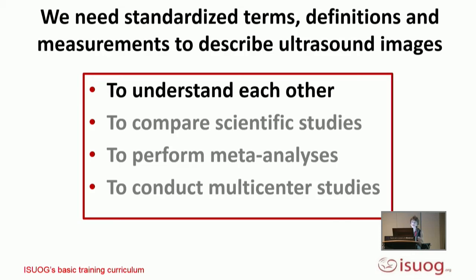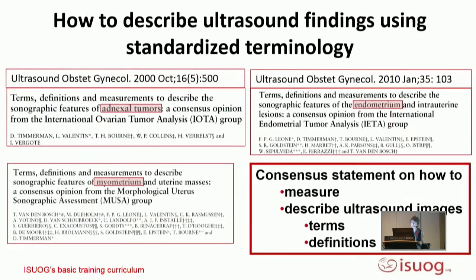Of course, it is necessary to use standardized terminology for it to be meaningful to join the results of scientific studies into a meta-analysis or to compare the results of different scientific studies. And of course, if we want to perform multi-center studies, the same terminology and the same measurement technique must be used in all centers.